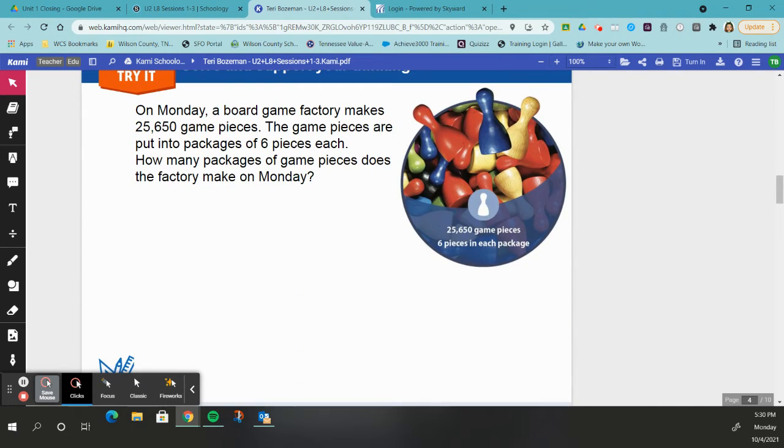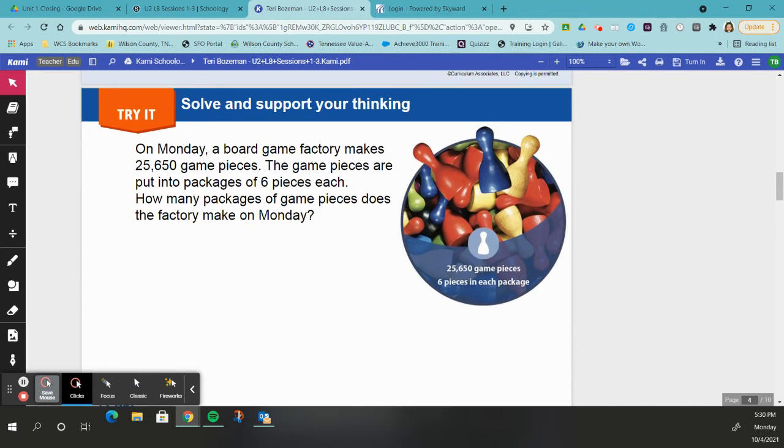Now, you may or may not be familiar with that, and that's okay. We're going to be exploring the different ways that you guys know how to divide today. So we're going to do a try-it problem. It says, on Monday, a board game factory makes 25,650 game pieces. The game pieces are put into packages of 6 pieces each. How many packages of game pieces does the factory make on Monday?